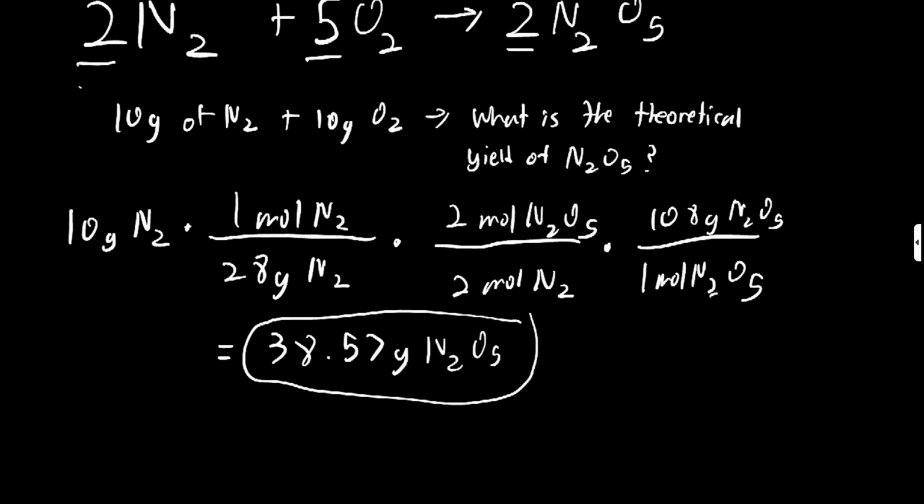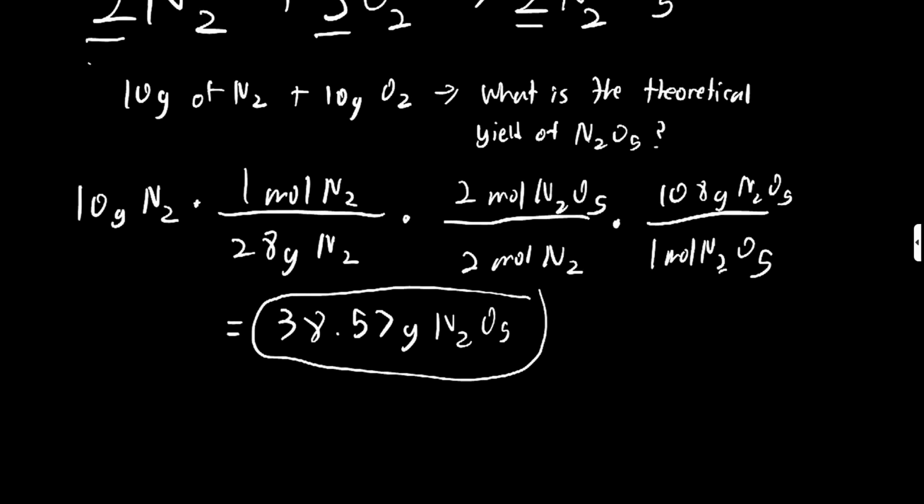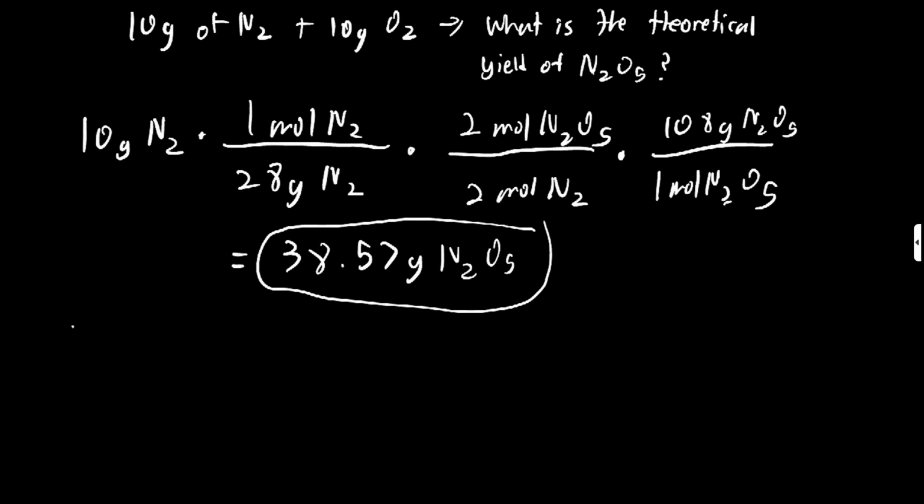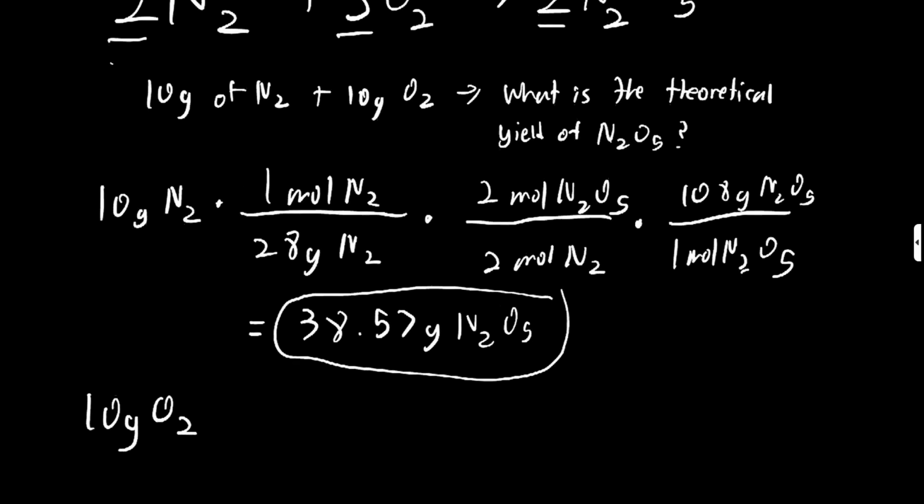Now we're not done here. This isn't actually the theoretical yield, or at least we don't know that yet, because we need to make sure that if O2 makes even less than this, then O2 is limiting, and the result from that will be the theoretical yield. So you'll see what I mean in a second. So now we're going to check for O2 now. 10 grams of O2.